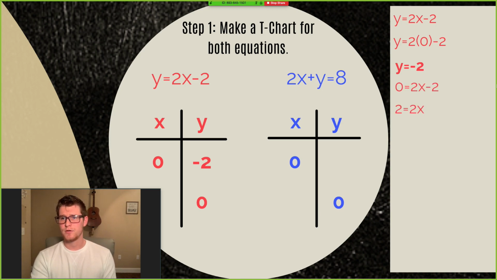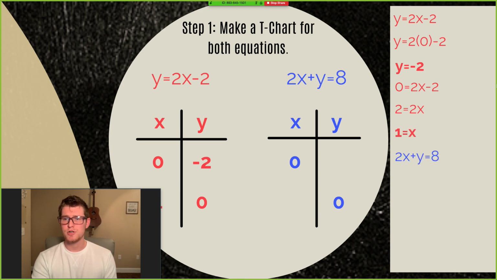So next we want to figure out what happens when y is 0. We have 0 equals 2x minus 2, which then simplifies to 2 equals 2x because we would add 2 to both sides there. And then x is going to be 1.